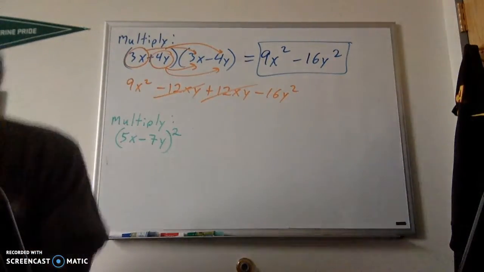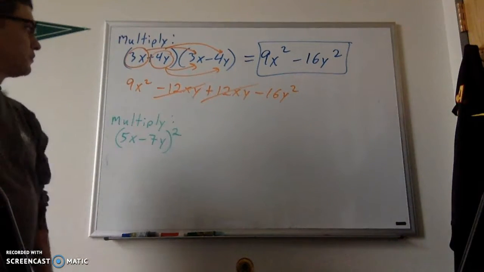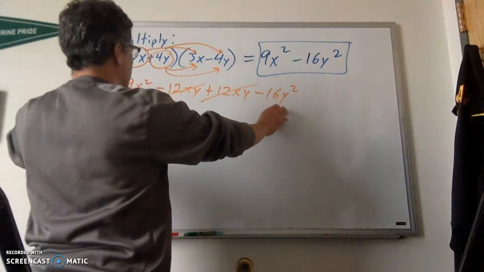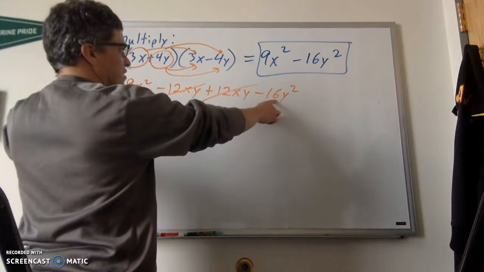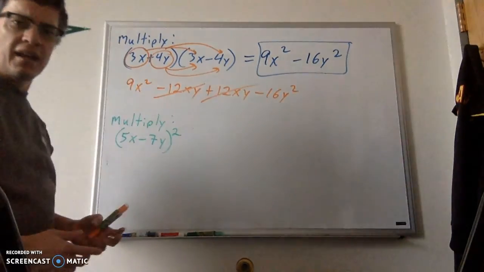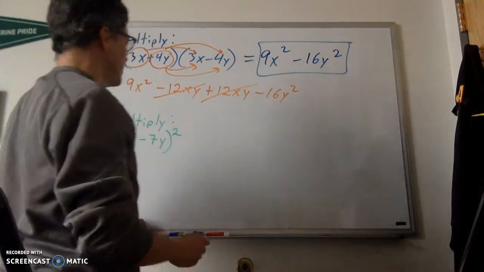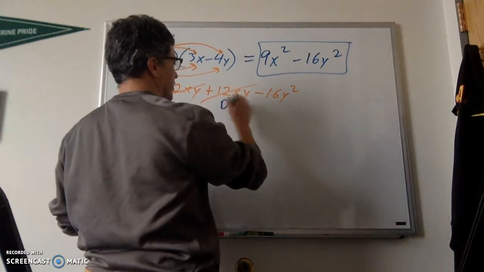So they subtract out, if you will. And so my answer is just the outside guys. So it's 9x squared and the negative 16y squared. Now, how did I know that? How did I know this answer was going to be this way? Well, this is an example of what's called the difference of squares.